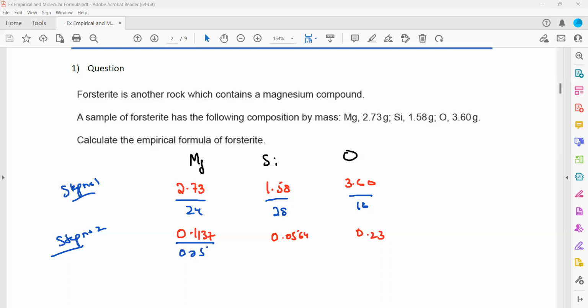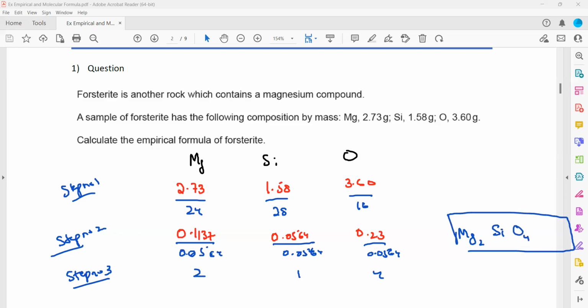Don't try to round off the answer in between. At the last it can be done, but not in between. So 0.0564 is there. When we divide, this will be 2, approximately this will be 1, and this will be 4. So in step 3, we normally convert them into a whole number. So magnesium 2, so Mg2, silicon is 1, and oxygen is 4. So that's the empirical formula of this compound. Is this one clear, the first one?